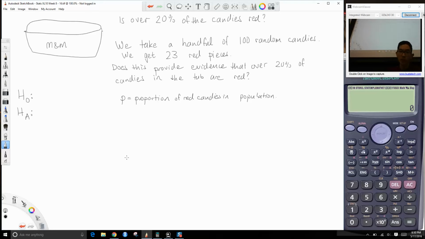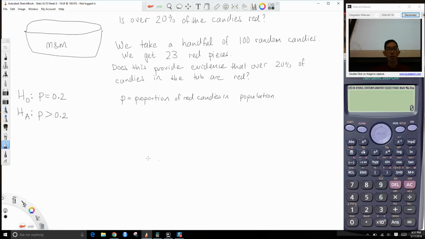So what is our null hypothesis going to be? We're saying P is equal to 0.2. The null hypothesis always has an equal sign, and we're going to ask, is it 20%? Or do we have evidence that it is more than 20%? Okay, so we've got P is equal to 0.2 versus P is greater than 0.2. This is our null hypothesis.